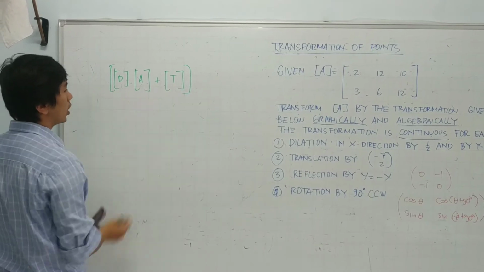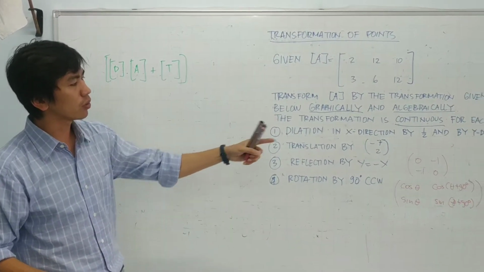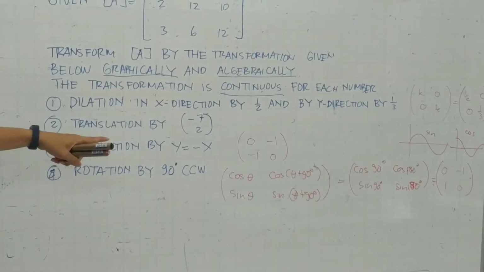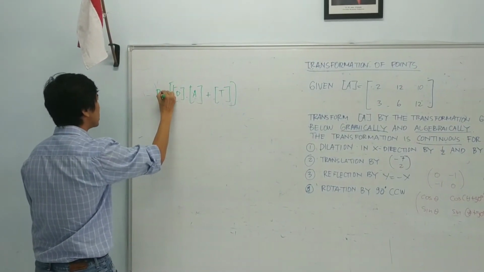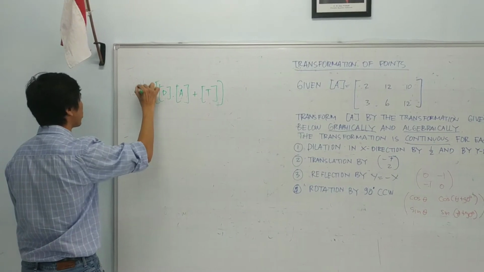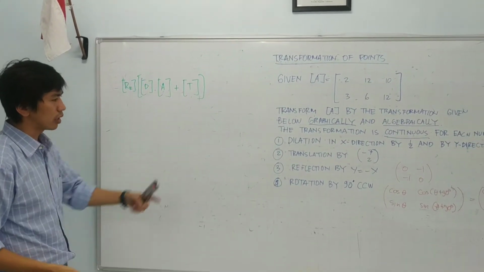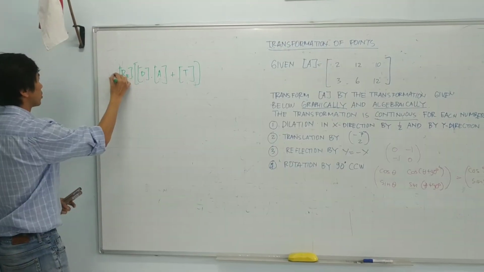Then this result will be multiplied by y equals negative x, which is 0, negative 1, negative 1, 0. So this is the reflection, R E. Okay, I put it over here. And then the last one, after the reflections, I'll get the rotations.